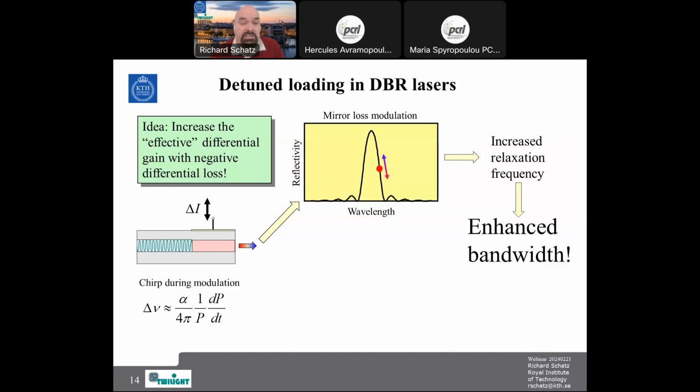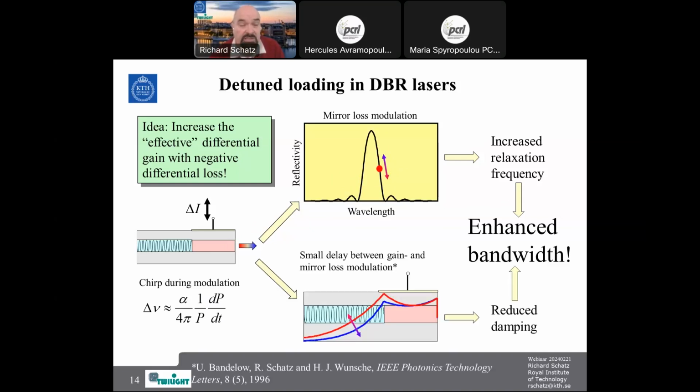So in addition, there is another more subtle change. There will be a small time delay between when you change the carrier density here and when the reflectivity changes. It's very, very small, in the order of picoseconds, or even fractions of a picosecond, but it will also reduce the damping. And that can also be beneficial since you get a more peaky resonance frequency. You don't want it to be too peaky, but this peakiness can then equalize the capacitance, for instance, of your laser.